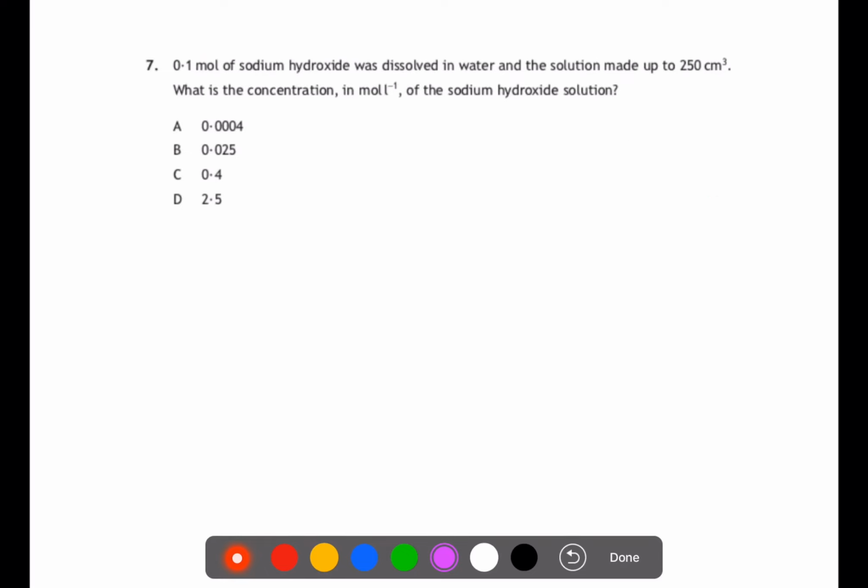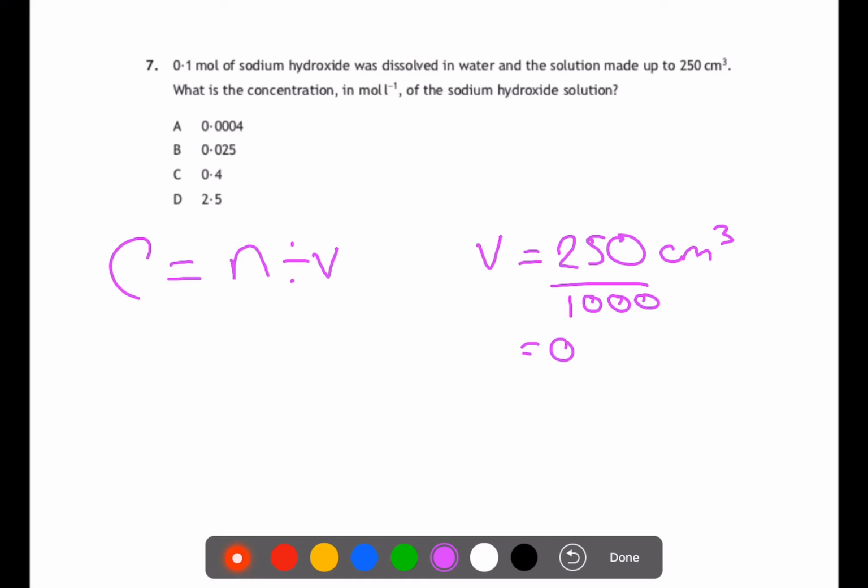Question 7. 0.1 moles of sodium hydroxide was dissolved in water and the solution was made up to 250 centimetres cubed. What is the concentration? So for this we want to use the equation concentration is moles divided by volume. Now you have to be careful that your volume is in litres. You're given the volume in centimetres cubed, so you need to divide that by 1,000 first to get 0.25 litres before using the two values given in the equation. This gives you a concentration of 0.4 moles per litre.